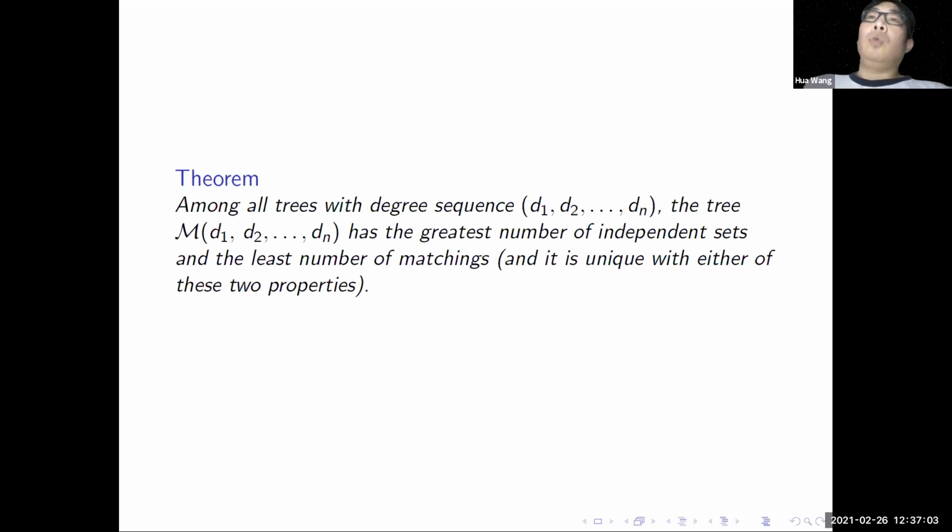And what's more interesting is that this number of independent sets and number of matchings turned out to be another pair of highly negatively correlated graph invariants. So this negative correlation was later on verified for a bunch of other extremal structures as well.